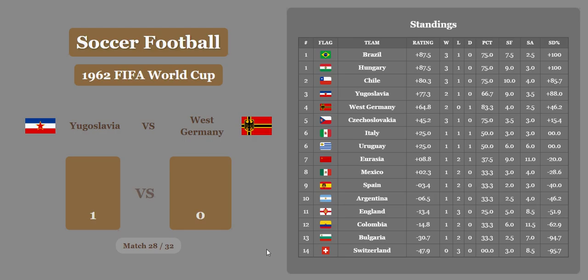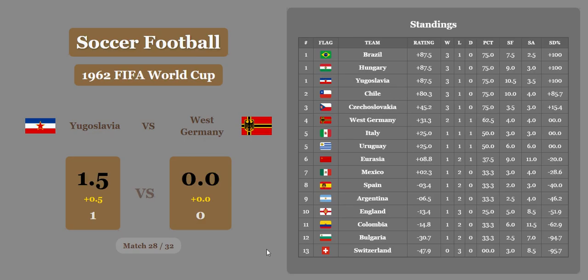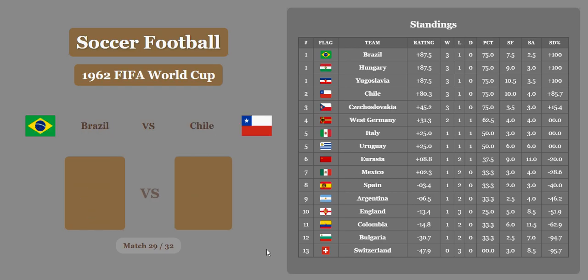Yugoslavia beats West Germany. So Germany's going to still be in 4th place, but Yugoslavia will now be tied. We got a 3-way tie in 1st place. Brazil, Hungary, Yugoslavia, and then Chile in 2nd. Czechoslovakia in 3rd. Here's Brazil versus Chile.